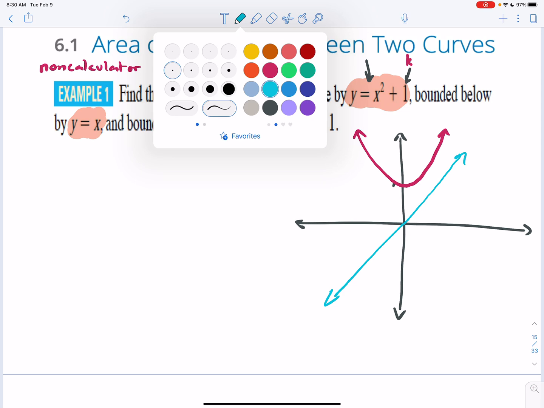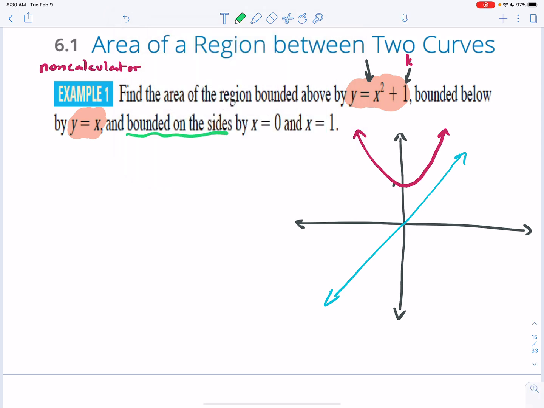Okay. Now here, it says that it's bounded on the sides by x equals 0 and x equals 1. Remember, x equals a number is a vertical line. Y equals a number is a horizontal line, okay? So x equals 0 is really the y-axis, okay? And x equals 1, I'll just go ahead and draw it here. Okay, so we're finding the area of the region bounded above by y equals x squared plus 1, bounded below by y equals x, and bounded on the sides. So they're telling you what the boundaries are, okay?